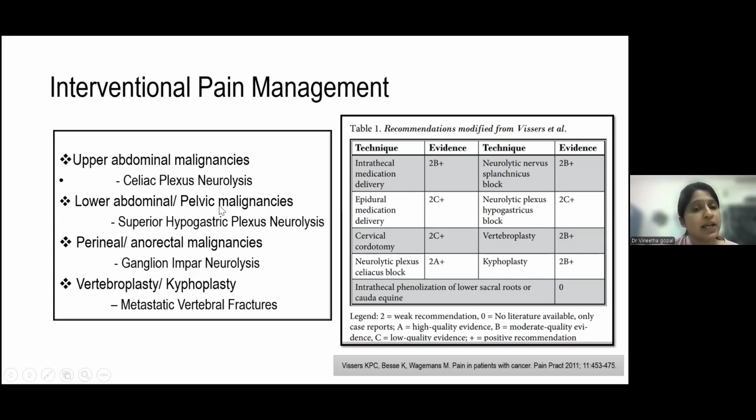And for lower abdominal and pelvic malignancies, we go for superior hypogastric plexus neurolysis. And for perineal or anorectal malignancies, we go for ganglion impar neurolysis. And for metastatic vertebral fractures or metastatic lesions, we can go for vertebroplasty or kyphoplasty. As I have shown here, as I have told before, the celiac plexus or splanchnic block, both are the same actually, has got the maximum evidence. Sorry, celiac is 2A plus and splanchnic is the same thing done a little above. It's 2B plus. Okay.